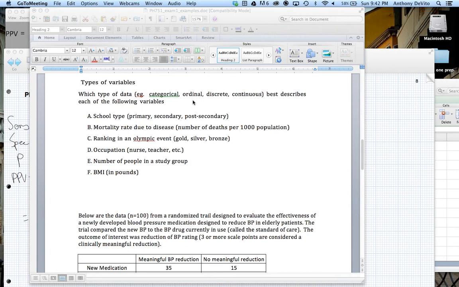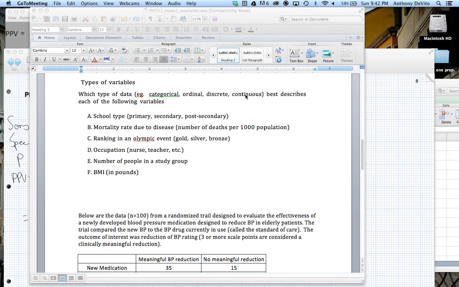In other words, the values have some order to them. One value is greater than the other, not just another category. Discrete, which is a numerical variable, which can be expected to be an integer, and continuous, which is a number that's on a continuous scale.